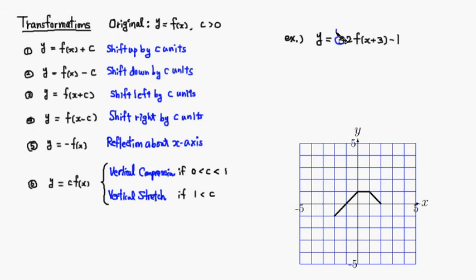Here's a negative 1, so I'm going to do that first. The first transformation would be a reflection, because it's multiplied by negative 1. So, a reflection about the x-axis.